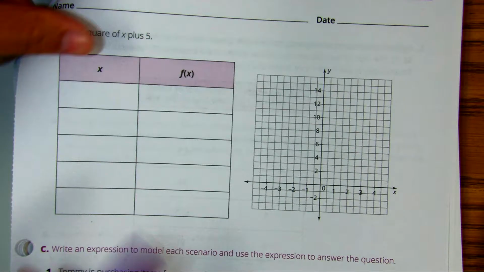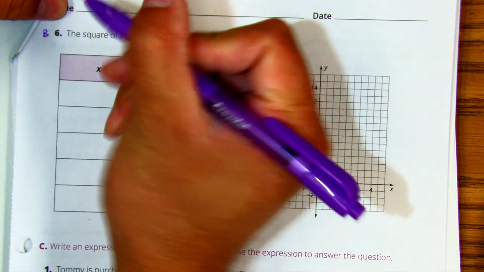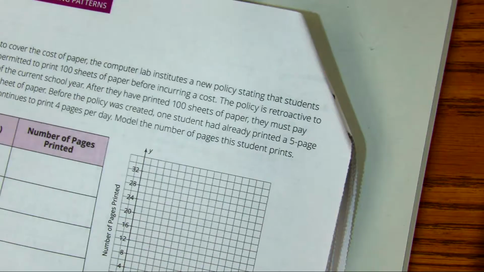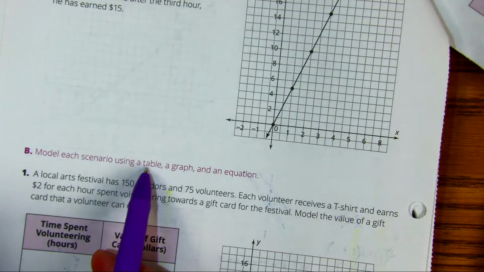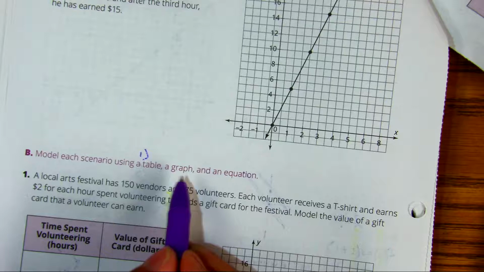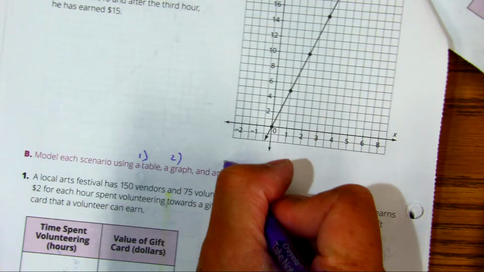In B6, so write a B there, so I know. We're going to go to the directions, apply a couple pages forward. In B, it says, model each scenario using a table, graph, and equation. So I have to do three things.